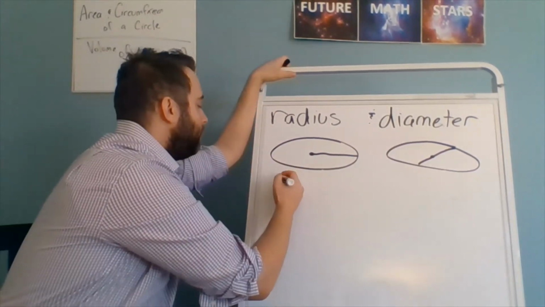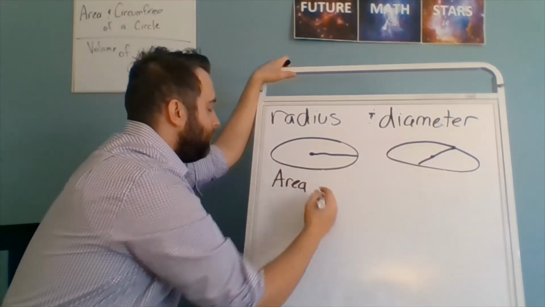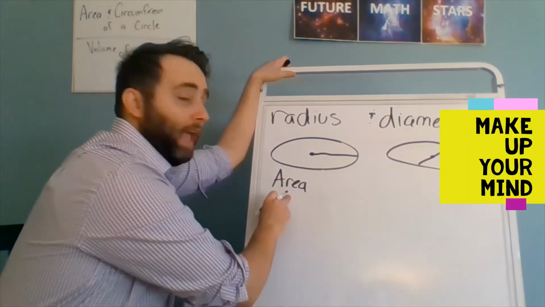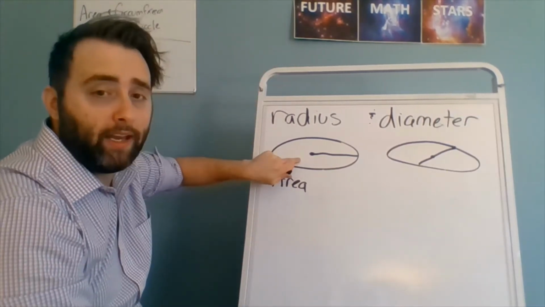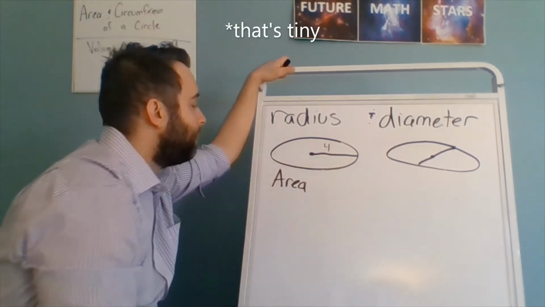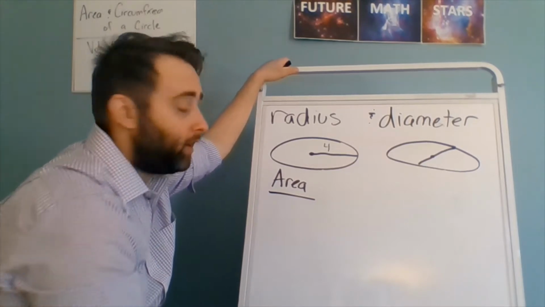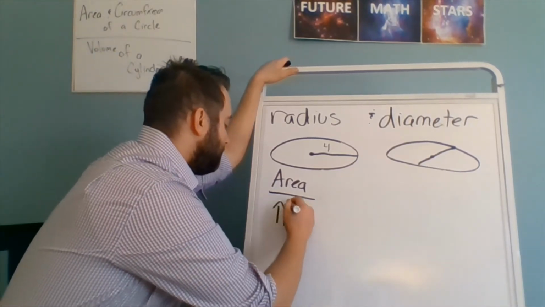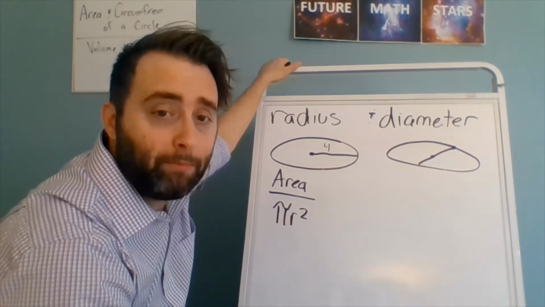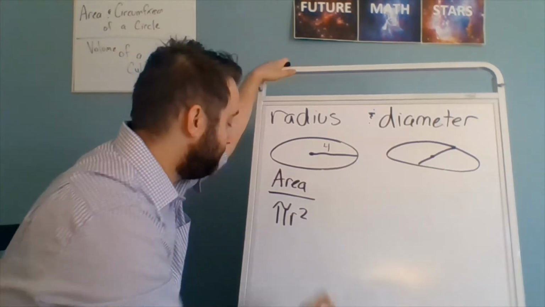Now, for area, we'll start with area. No, we'll start with circumference. No, area. Area, you want to use the radius. So let's give this a radius of 4. So area, what was the formula for area? Very good. Pi r squared. Now, remember, squared means to be multiplied by itself, not 2, by itself.